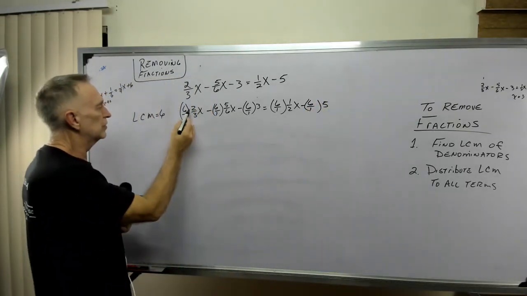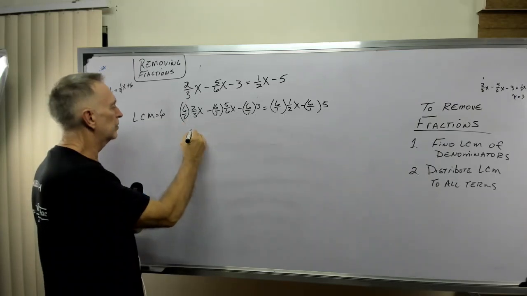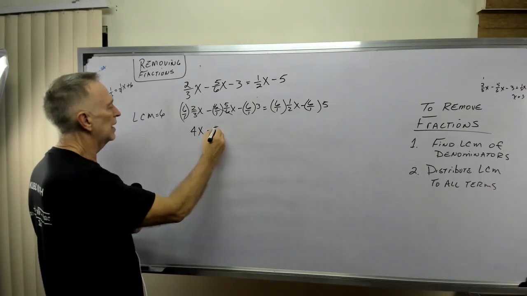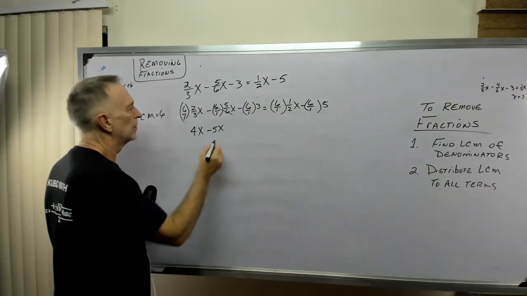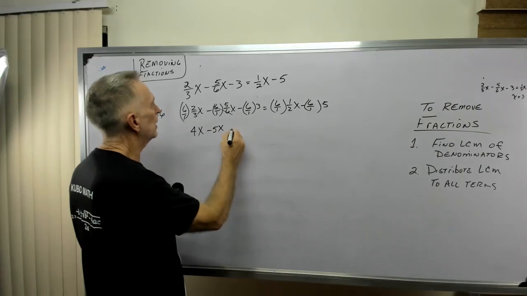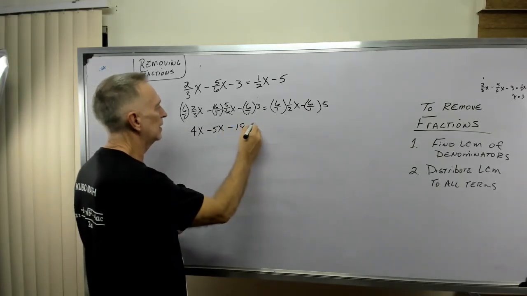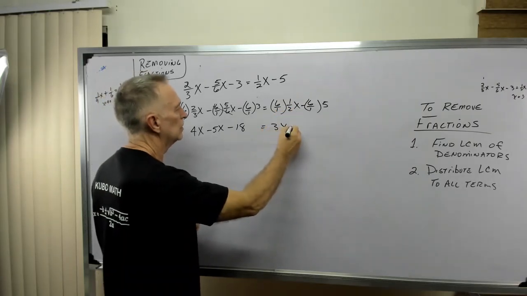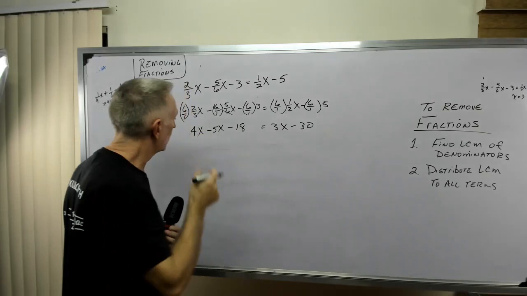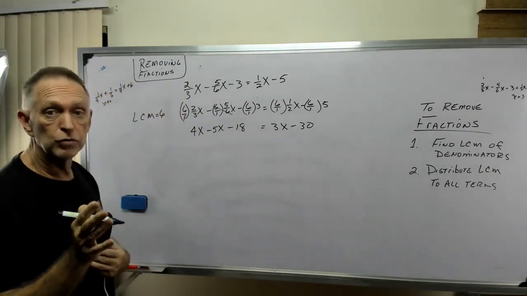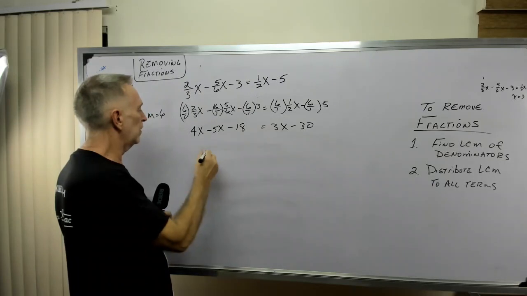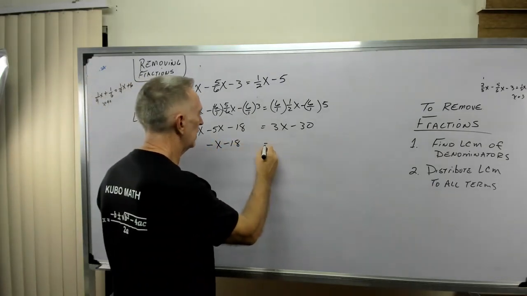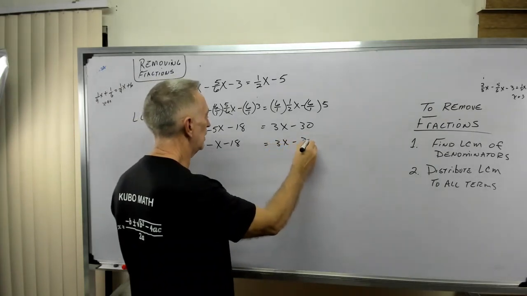All right. 6 times 2 is 12. 12 divided by 3 is 4 times x. These 6's cancel, so that's minus 5 times x. Minus 6 times 3 is a negative 18. And that equals 6 over 2, which is 3 times x, minus 30. Well, let's see. We can reduce some terms, like 4x minus 5x is a negative x minus 18. And that equals 3x minus 30.